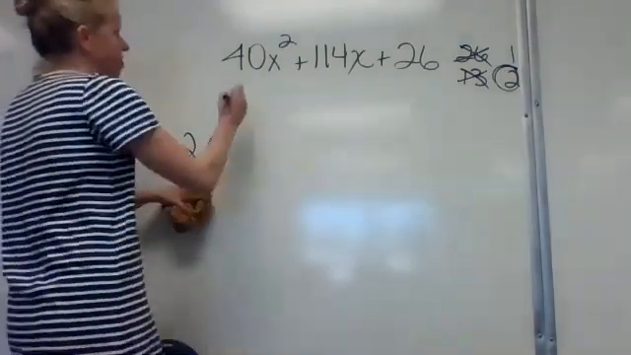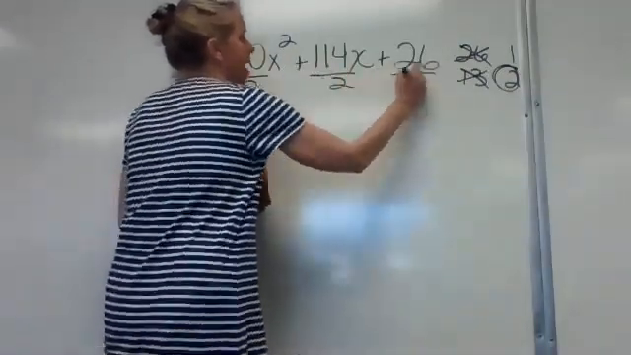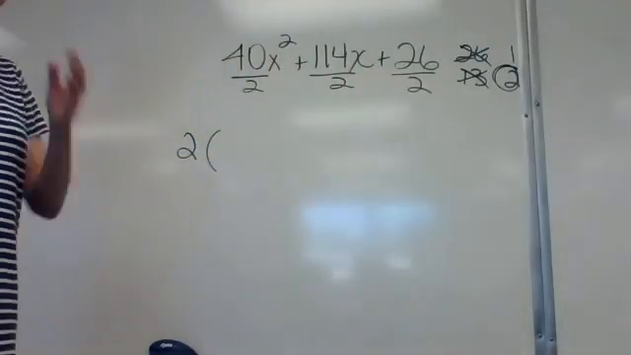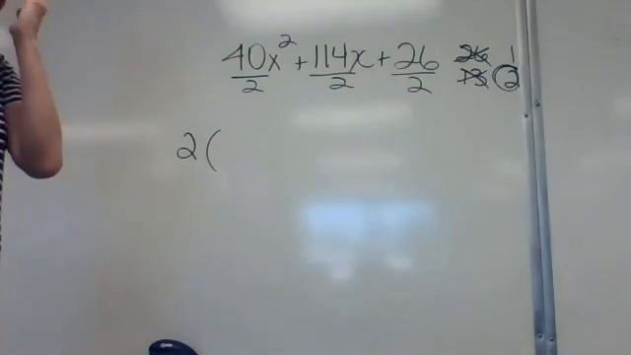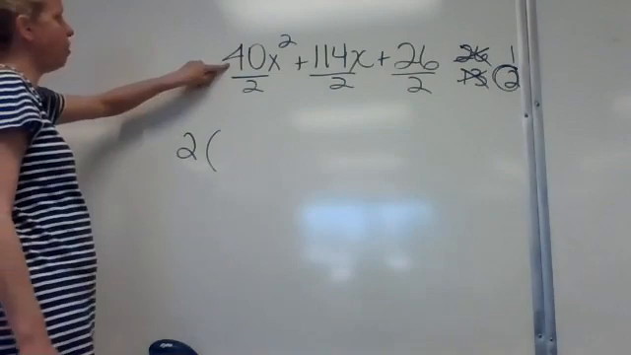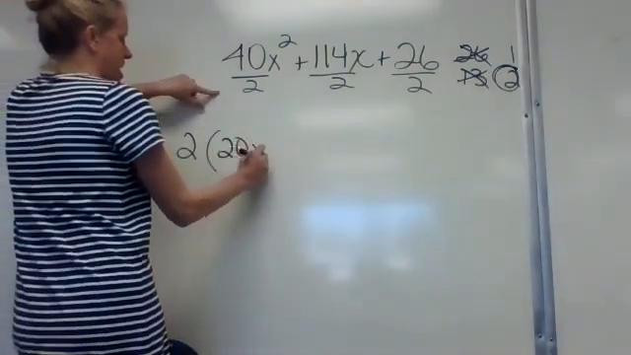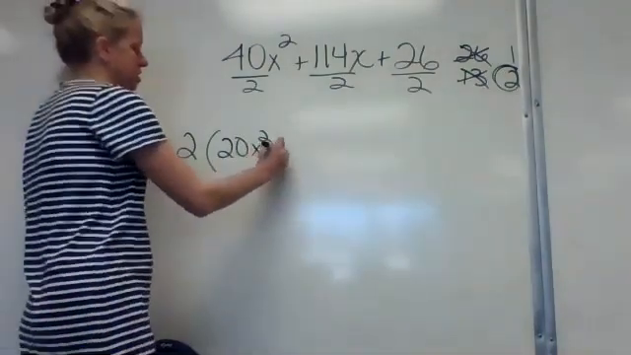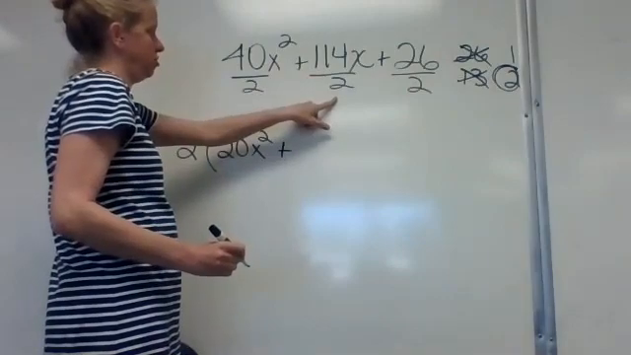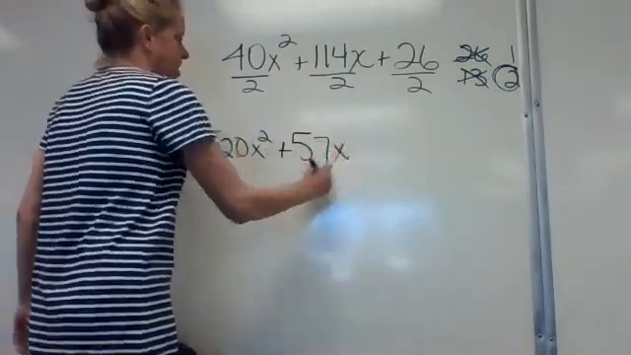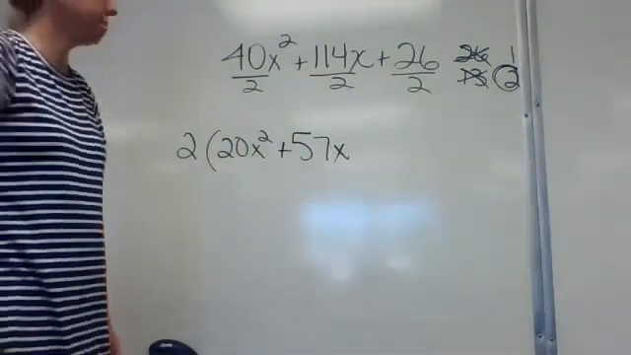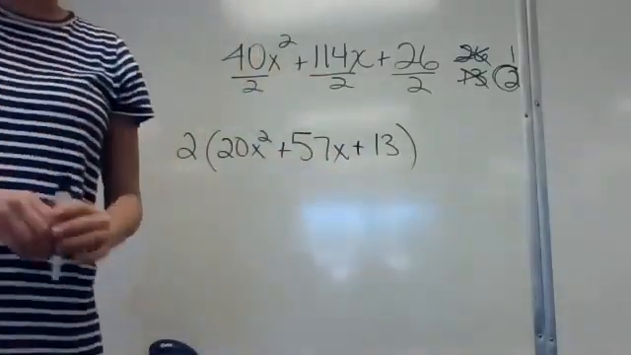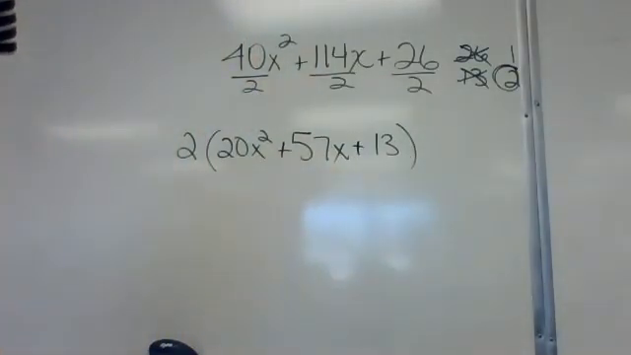Remember how to find that. Whatever you pull out, that's what you divide by to put in parentheses what is left. So let's see, 40 divided by 2, so that's going to give me 20x squared plus 114 divided by 2. What is that, 57x plus 26 divided by 2 gives me 13. So this one did have a greatest common factor, so I pulled it out.